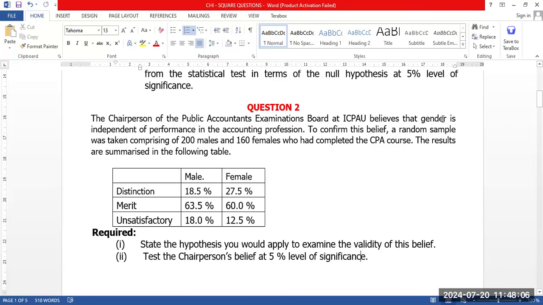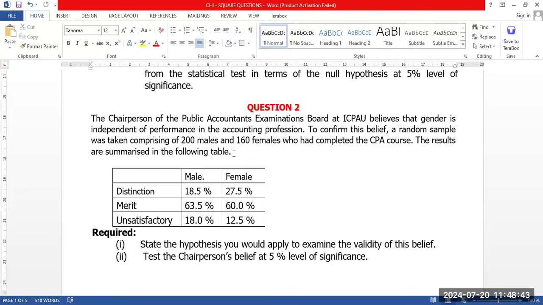That the gender is independent of performance in the accounting profession. Are you sure that ladies perform more than... No. Oh, guys perform better than ladies? Do you believe in that statement? No. Ladies perform better than men. Because you are a lady. No, it is just generally, according to our results that are normally released.